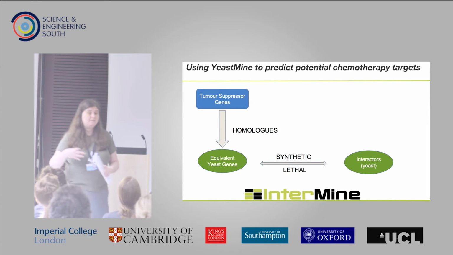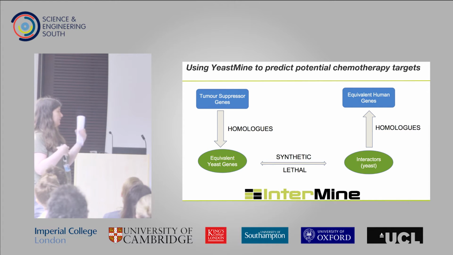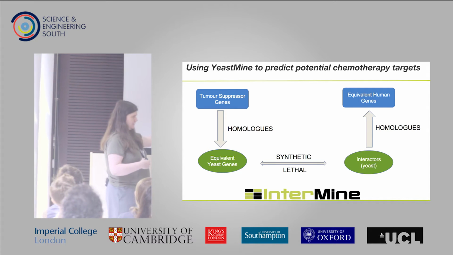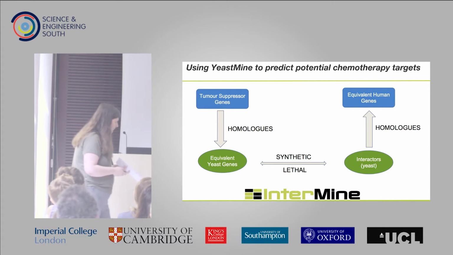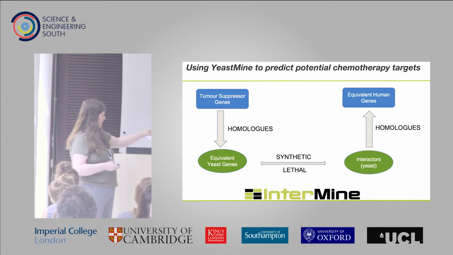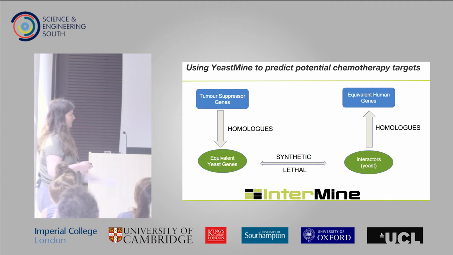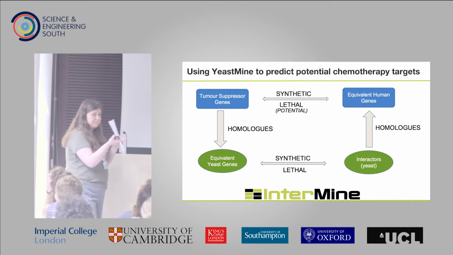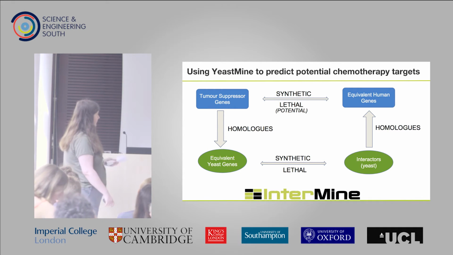Now we use InterMine's powerful search, and we search for all genes that interact with our equivalent yeast genes with synthetic lethal interactions. So we converted the tumor suppressor genes, we have the equivalent tumor suppressor genes, and now we're getting the synthetic lethal interactors. These are the genes that interact with our tumor suppressor, and now we get the equivalent human genes via homology the same way. And then we think that we now have synthetic lethal interactions. So this would be a potential target for chemotherapy research.